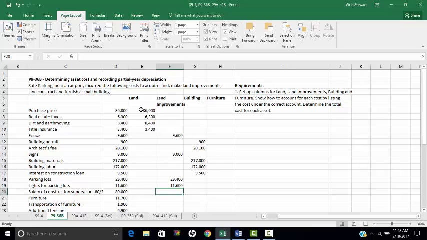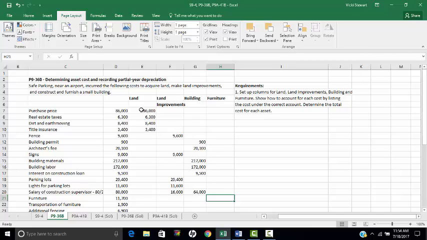The salary of the construction supervisor, it states, is to be split between land improvements and buildings. 20% of the salary, they said, to place under land improvements. So $16,000 would be land improvements, and then the balance of $64,000 would be part of the cost of the building. Then we purchase furniture.